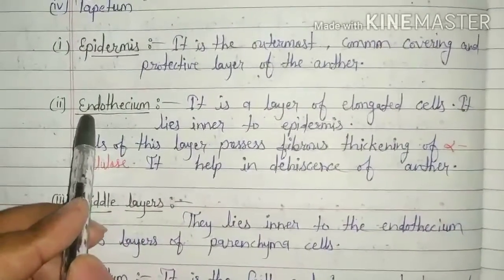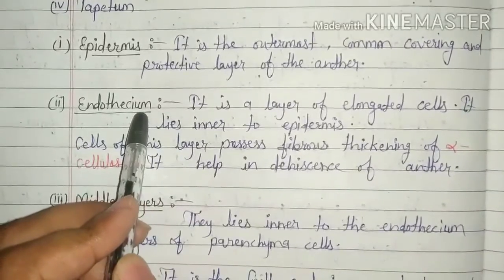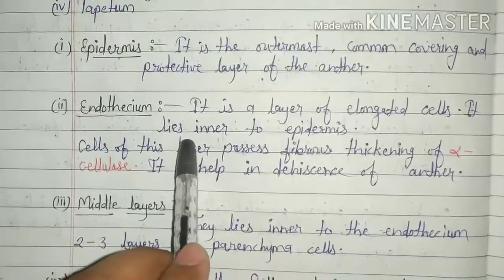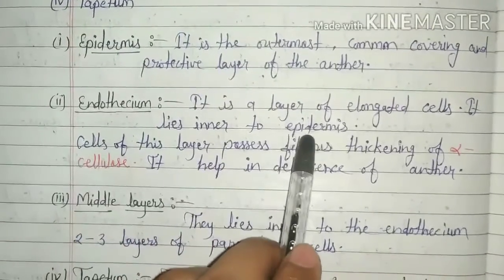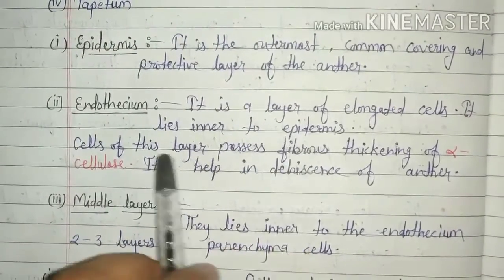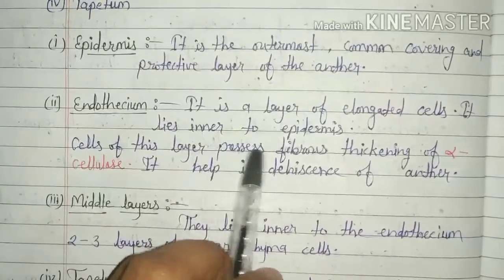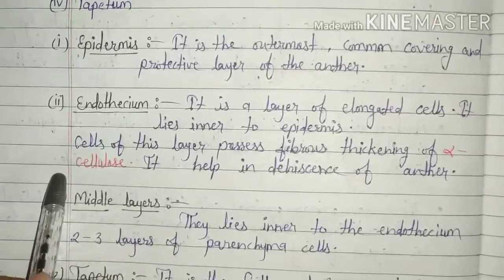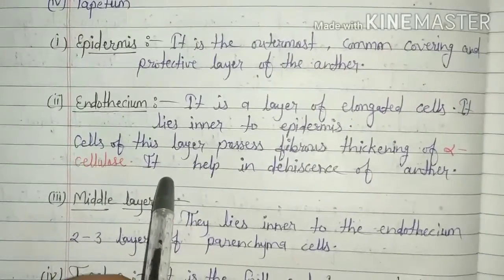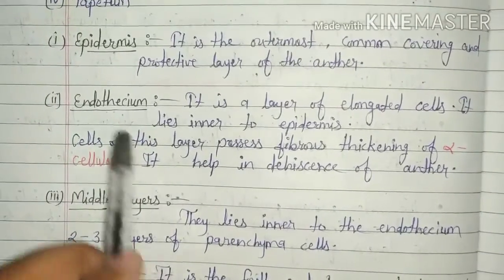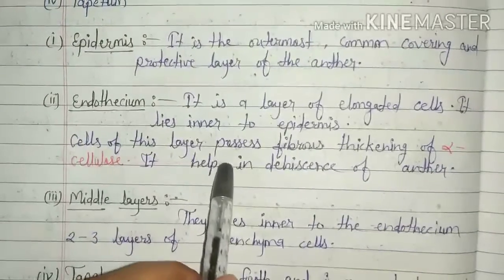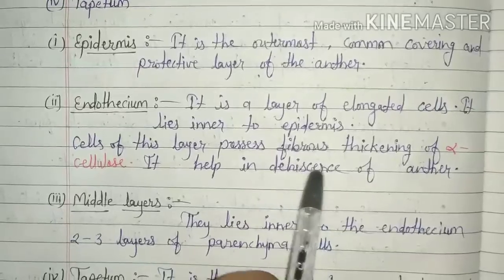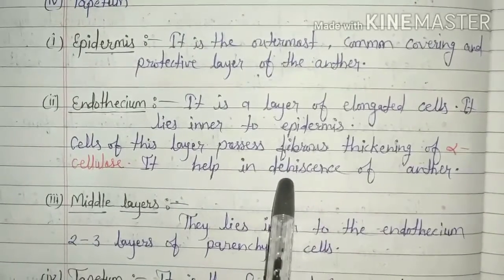Second, endothecium. It is a layer of elongated cells and it lies inner to epidermis. Cells of this layer possess fibrous thickening of alpha cellulose deposition, and the function of endothecium is in the dehiscence of anther at the time of maturation.